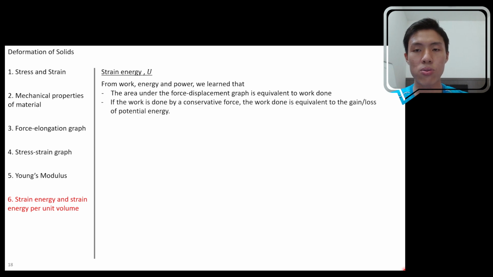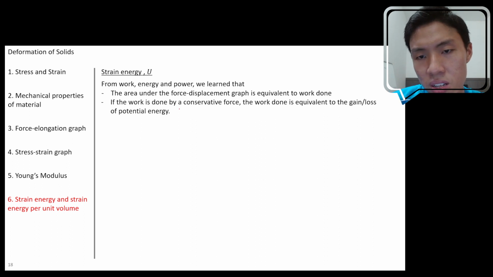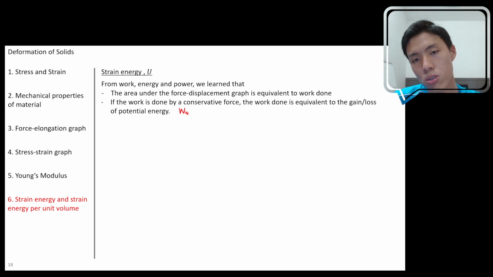Okay, and we know that if the work done is done by a conservative force, such as work done by gravity or work done by the restoring force of the spring, that work done itself will be equivalent to the gain or loss of potential energy. Or in other words, I believe maybe you can recall the equation. The work done by a conservative force is equal to the negative change of potential energy. Okay, this is what you may recall from chapter 4. You can review back the relevant videos.